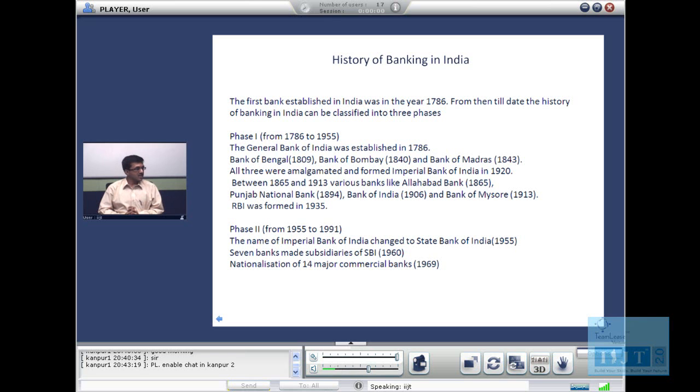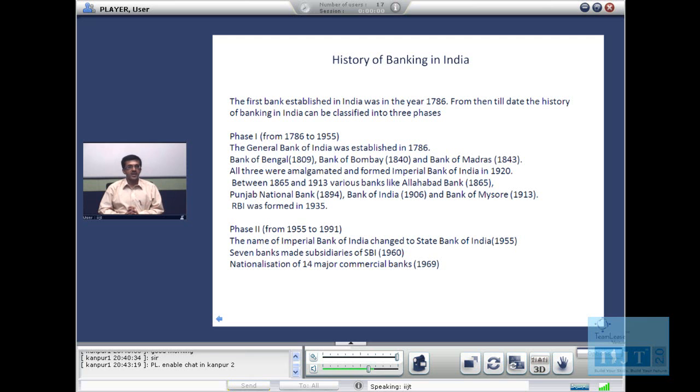The basic understanding is this: all these banks were formed by foreigners only. And since at that time India was under British rule, all these banks were formed by foreigners, not Indians. Most of them were from England.